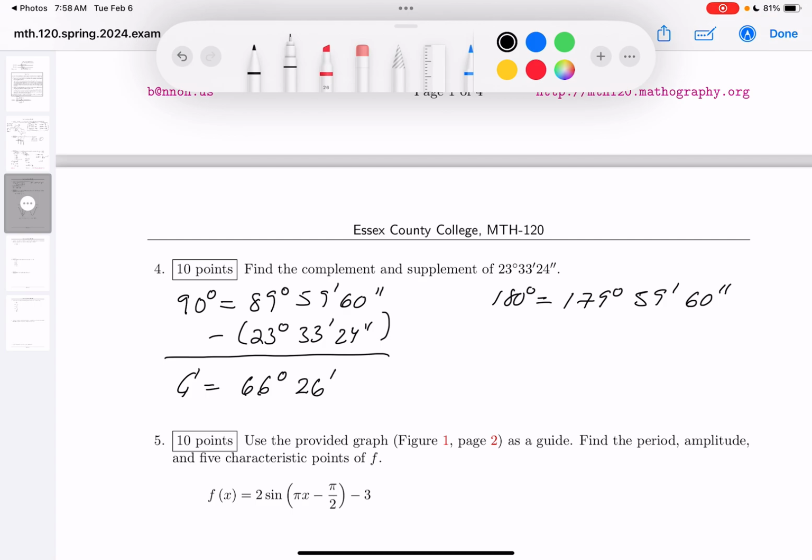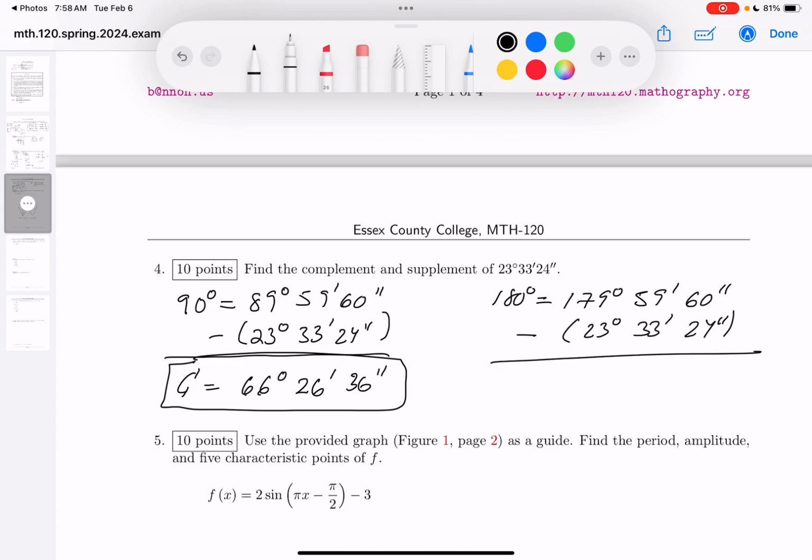Let me see if I did that right. 26. Yeah, I'm doing it right. And 24 from 60 is 36. So I'll put a little box in this one over here. This one's done. Let me do the supplement. Doing really the same thing, subtracting 23, 33, and 24. What do you get there?